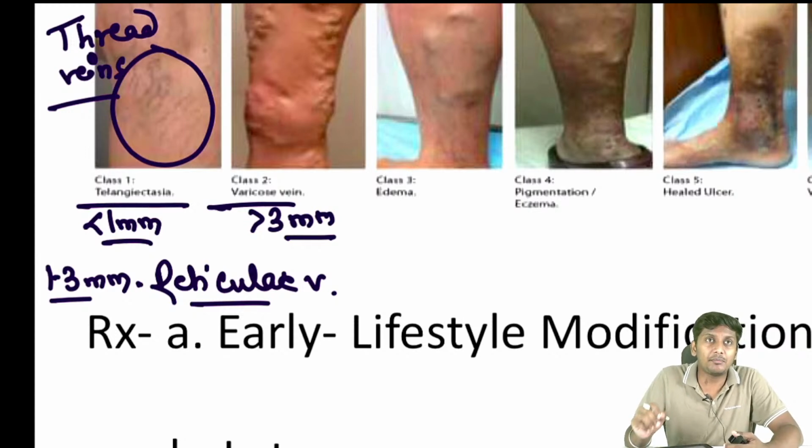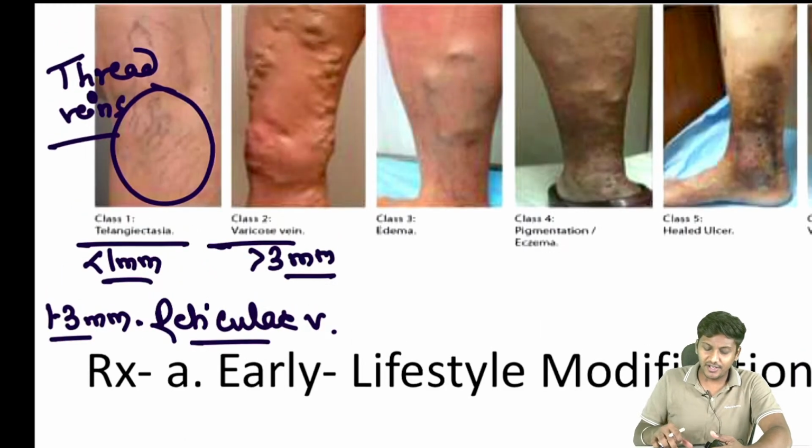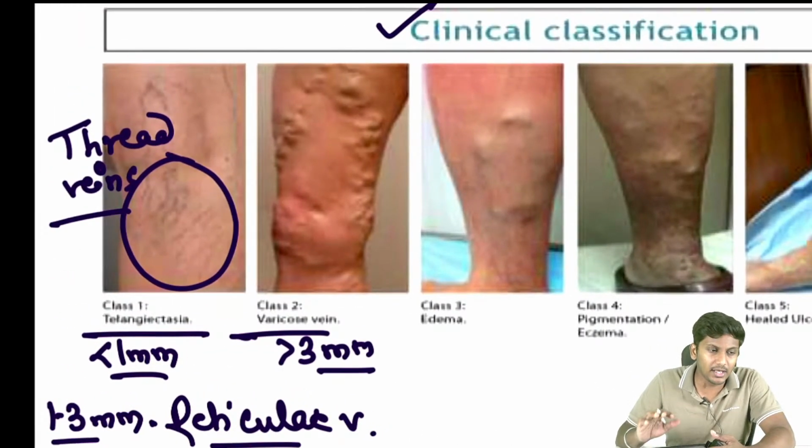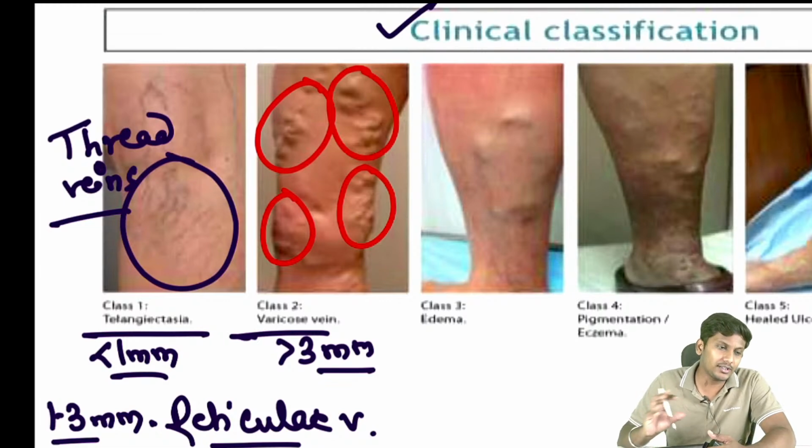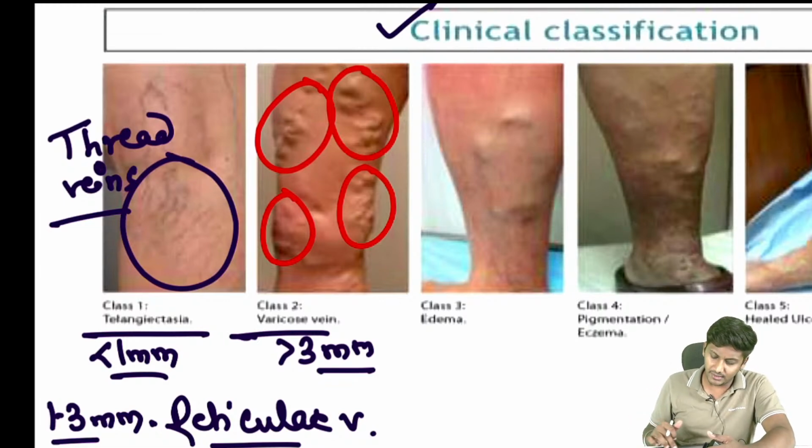If they are more than 3 mm dilated, बच्चों, you have to remember definitely these will be called your varicose veins. Okay, they are called varicose veins, and definitely you can see varicose veins when the tortuosity is seen. The veins are more dilated and the tortuosity also starts appearing. टेढ़े मेढ़े दिखने लगते हैं वो, ठीक है.